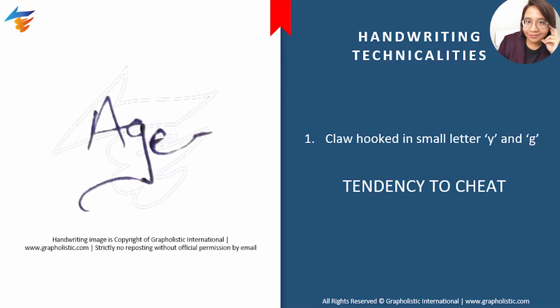Okay, today we are going to look at this trait. This trait that you see on the screen right here is called the claw hook, which can be found in the small letters Y and G. I have never seen this claw in small letters Y and G's for the past 20 years I have been in this field.